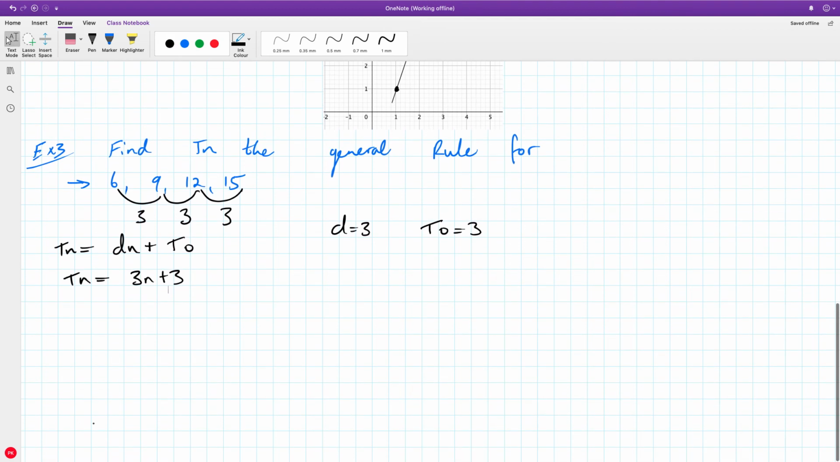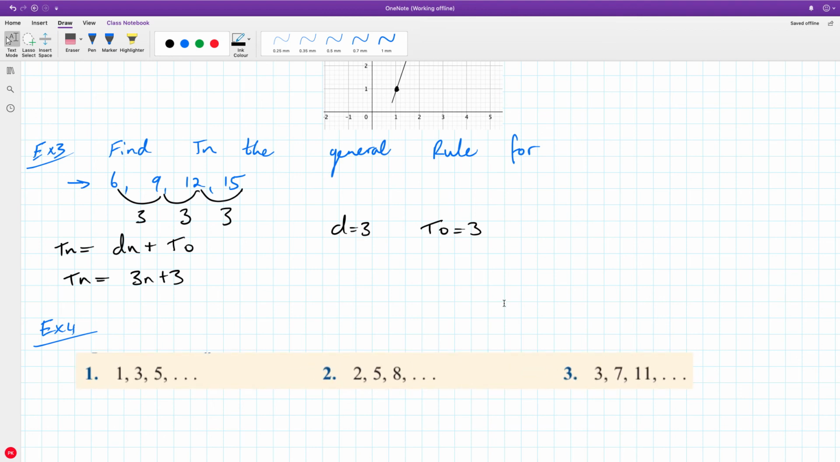Right. With that in mind, I want you to have a go with these 3. Off you go. Have a go with those 3.